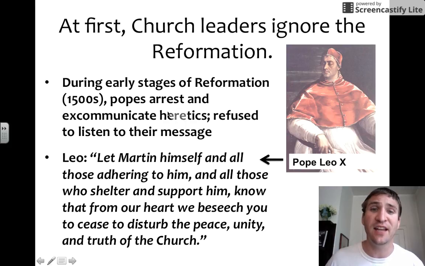He thinks these heretics are exceptions to the rule, and he believes they are just outlaws. He says this about Martin Luther and his followers: "Let Martin himself and all those adhering to him and all those who shelter and support him know that from our heart we beseech you to cease to disturb the peace, unity, and truth of the church." So Pope Leo X feels Martin Luther and others are just bothersome characters that will eventually fade away.